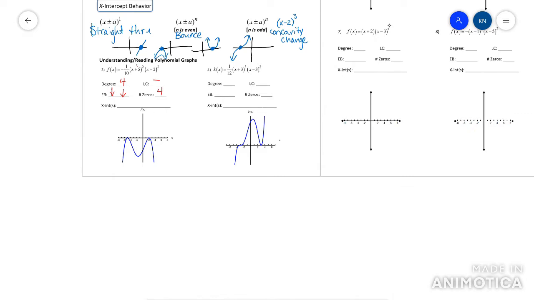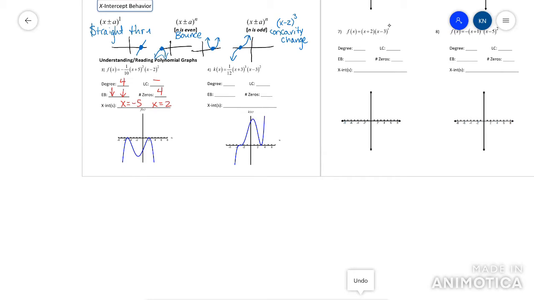The x-intercepts, I'm setting this equal to 0 and solving. So I'm going to have x equals negative 5. I'm going to have x equals 2. And here it is, 2 and negative 5. You see? And both of these had exponent 2, meaning they were bounces. So that's why they did that. They didn't cross through the x-axis. They bounced off the x-axis and went back the same way.